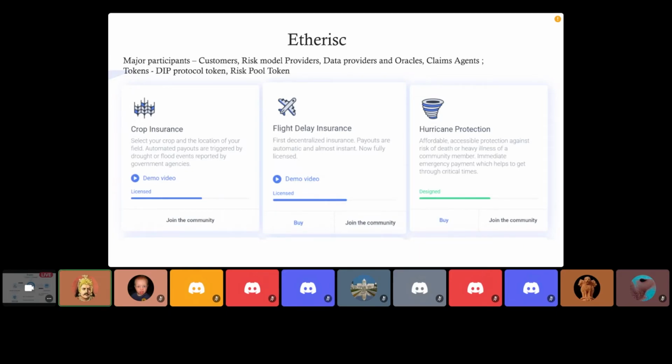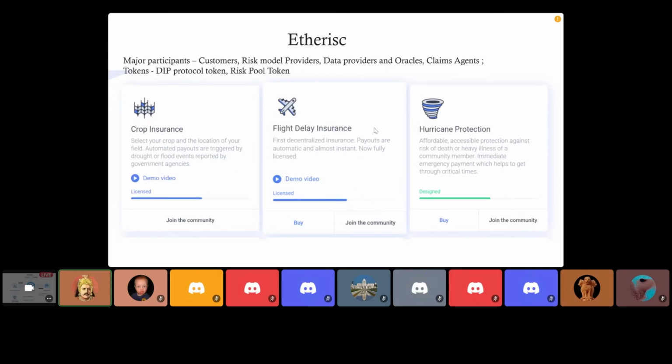They are actually taking in very practical use cases like flight delay insurance or crop insurance or hurricane protection. So what they do is they actually build in a particular risk model. That risk model will be provided by the risk model providers. Then they'll be using data providers and oracles.